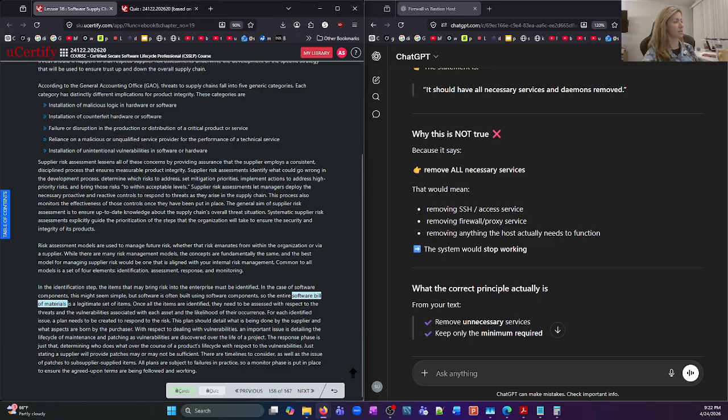The response phase is just that, determining who does what over the course of a product's life cycle with respect to the vulnerabilities. Just stating a supplier will provide patches may or may not be sufficient. There are timelines to consider, as well as the issue of patches to sub-supplier supplied items. All plans are subject to failures in practice, so a monitor phase is put in place to ensure the agreed upon terms are being followed and working.